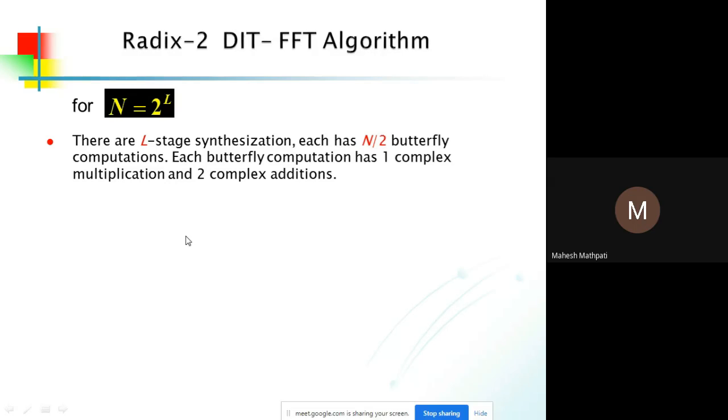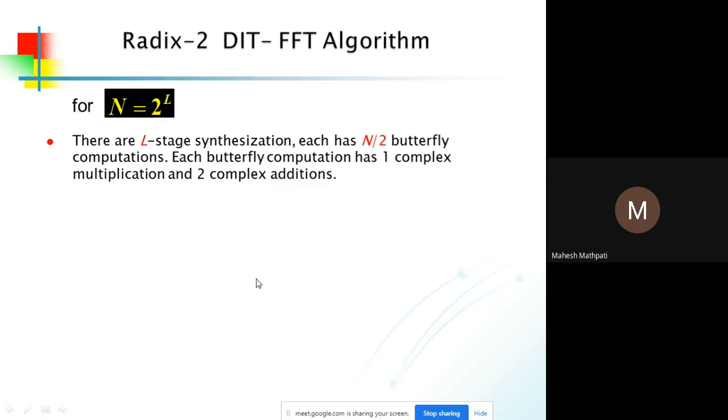Before that, you just write two complex additions. After that, write one more line. The total number of butterflies required. Just write the formula. I think I have given that formula to you: n by 2 into V. What is the formula we are having? The total number of butterfly operations is equal to n by 2 into V.